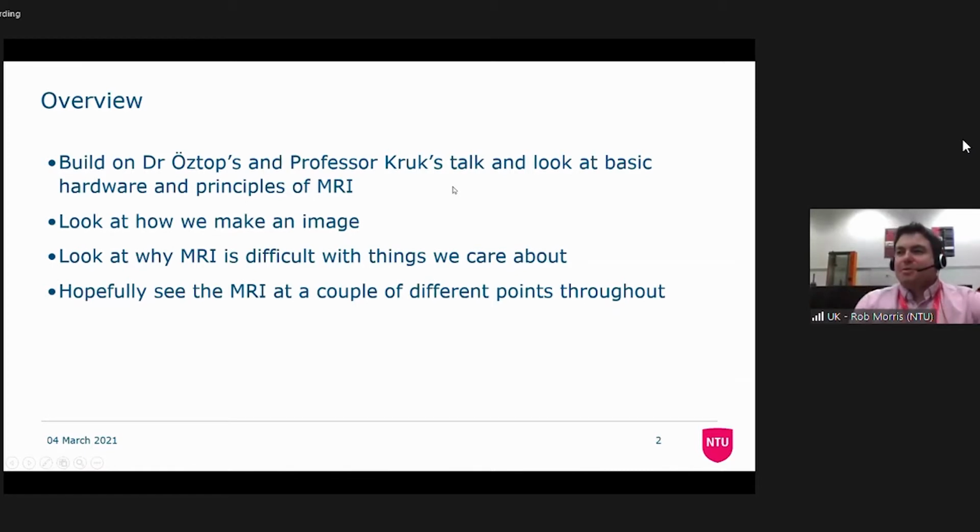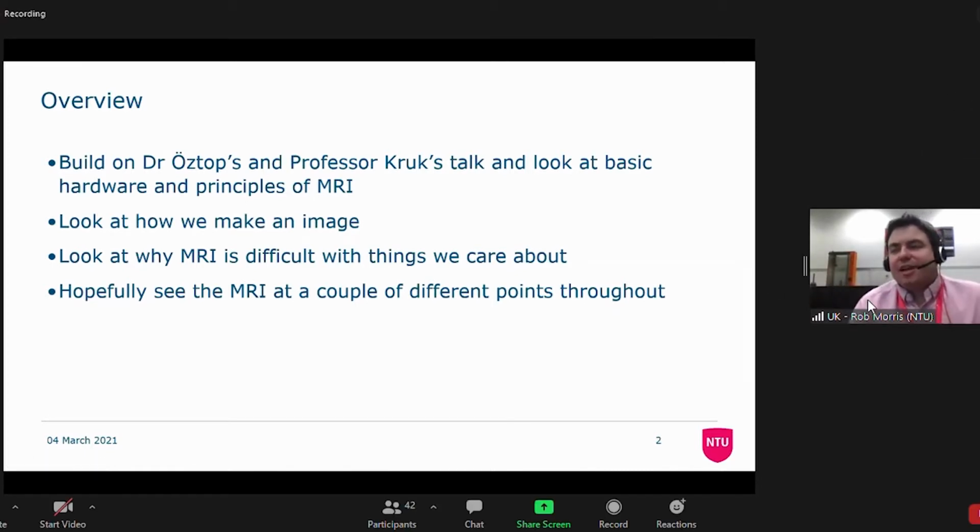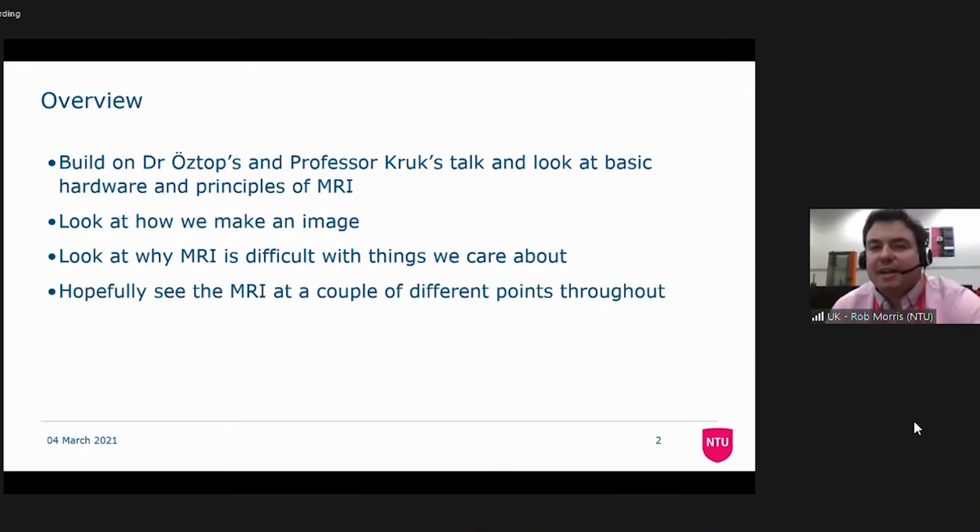I'm going to build on the talks which we've already heard today, and we're going to have a look at some of the basic hardware, some of the principles of MRI. We're going to have a look specifically at how we build up an image for MRI, which is one of the biggest parts of the talk. Then we're going to have a look at why MRI is not always the best thing for what we want to do for this project, although I'm going to show you the tricks to make it work, and hopefully we're going to get to see the MRI actually in action at a couple of points throughout.